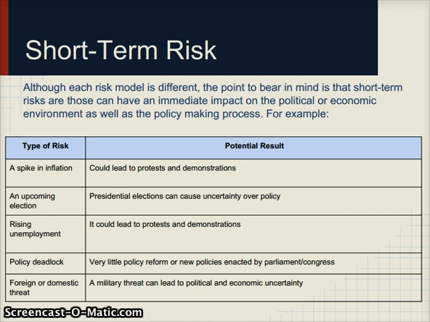There also could be a foreign or domestic threat, so a military threat could lead to political and economic uncertainty. Let's say war or civil war in a neighboring country sees a lot of rebel forces on the border, or lots of refugees coming into your economy because they're running away from the other country, as happened in Syria, for example. Then you could see domestic or foreign military threats impact your short-term risk, and this will impact your short-term economic outlook as well.